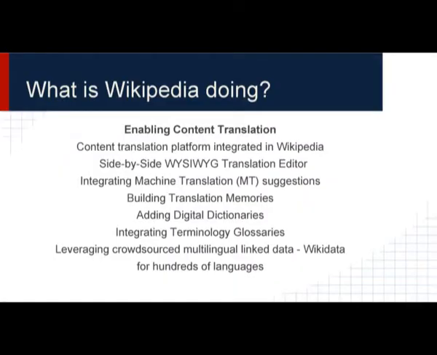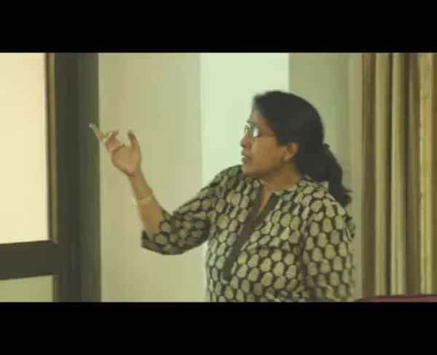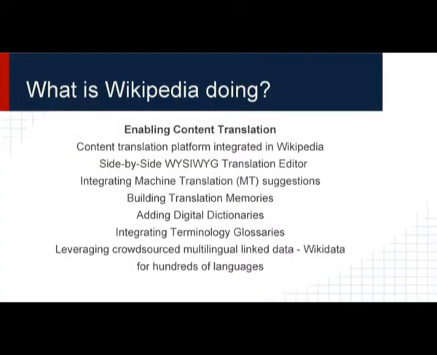We're building a content translation platform integrated in the Wikipedias so that you can actually write in your own language easily and be able to translate with suggestions coming from machine translation, translation memories, different data sources, glossaries, terminologies, dictionaries, different kinds of suggestions. Building translation memories, adding digital dictionaries, leveraging crowdsourced linked data. That's a massive project.